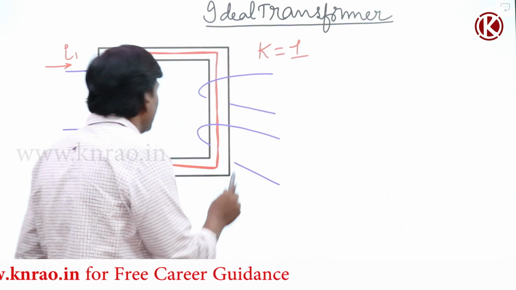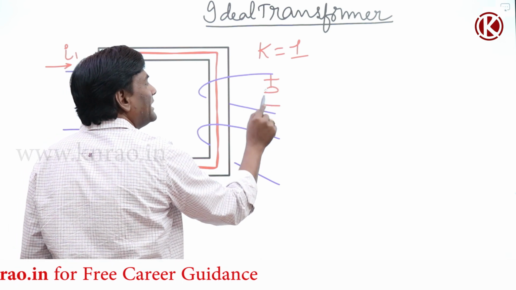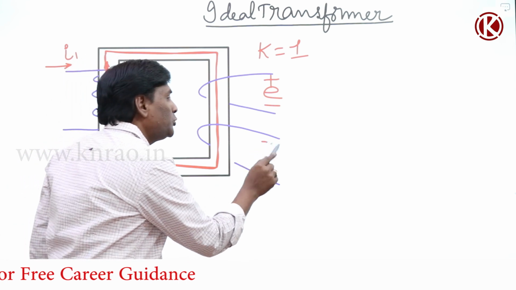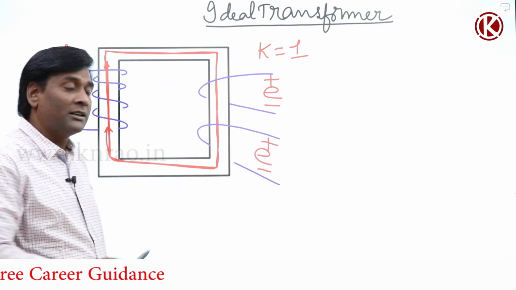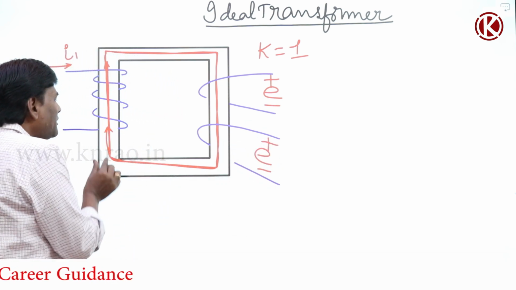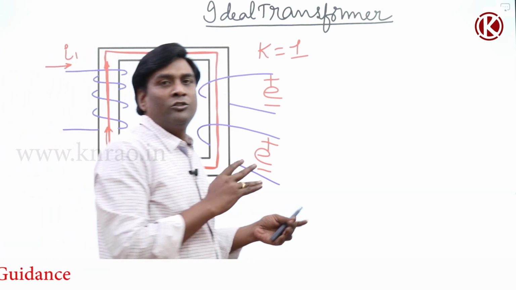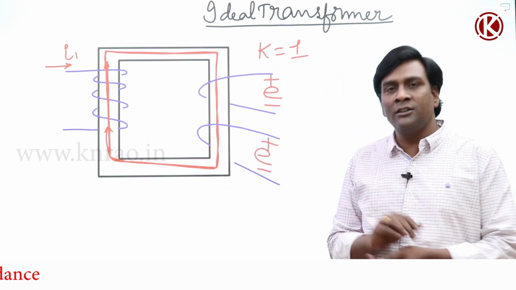So the induced voltage here, if I think of E across one turn, the same voltage has to be induced here also, because flux is not leaking anywhere. 100% of the flux is linking here. That is one special case of a magnetically coupled network. We call it an ideal transformer.